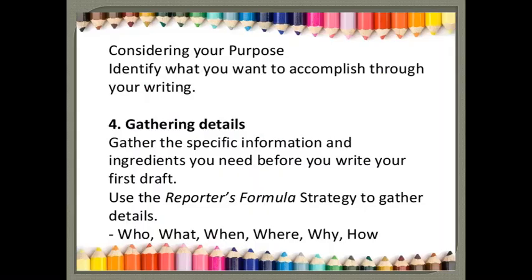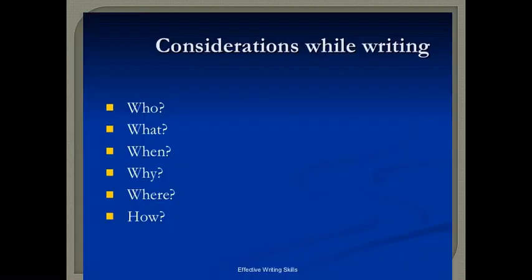Considering your purpose, identify what you want to accomplish through your writing. For example, gathering details: gather the specific information and ingredients you need before you write your first draft. Use the reporter's formula strategy to gather details. What is that? A reporter's formula takes care of 6 Wh's: who, what, when, where, why, and how. Now, considerations while writing: how we will take care of these who, what, when, why, where, and how.